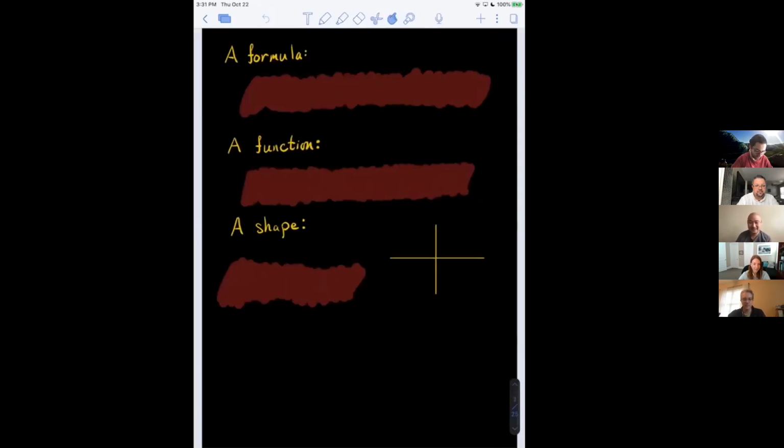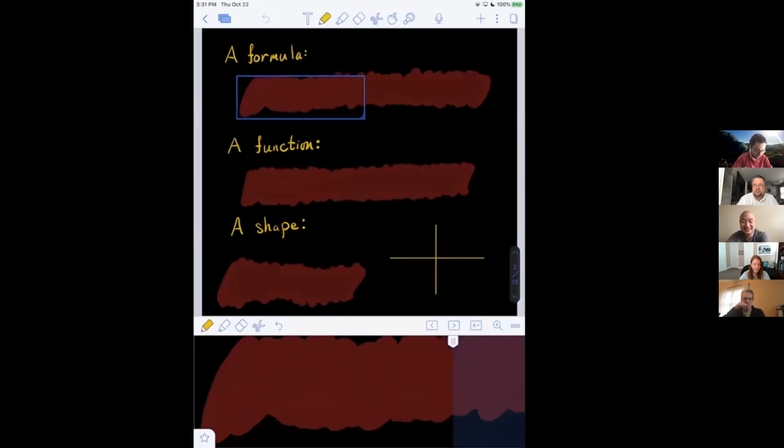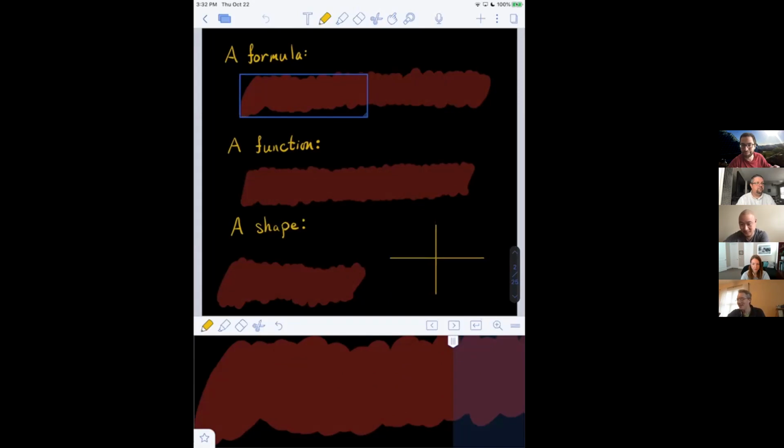Okay, so what's a polynomial? The first way you can think of a polynomial is as a formula. It's literally just an algebraic object. So can some people type some of their favorite mathematical constants into chat, or unmute and say them?